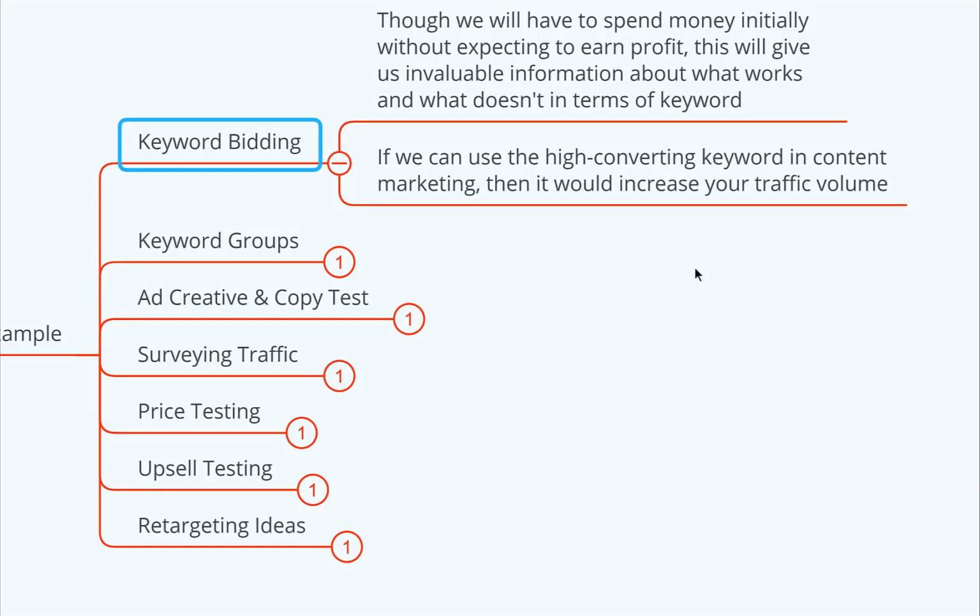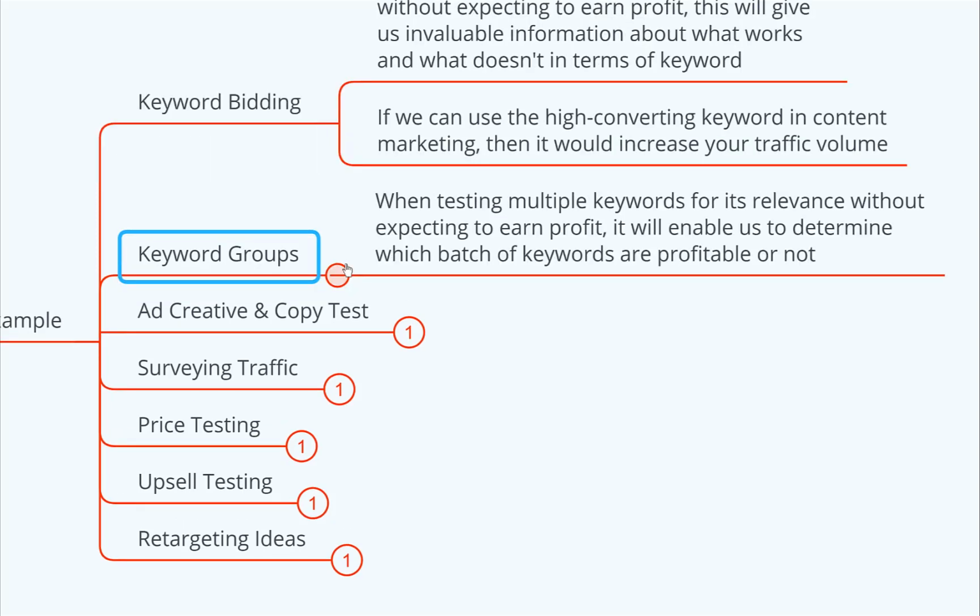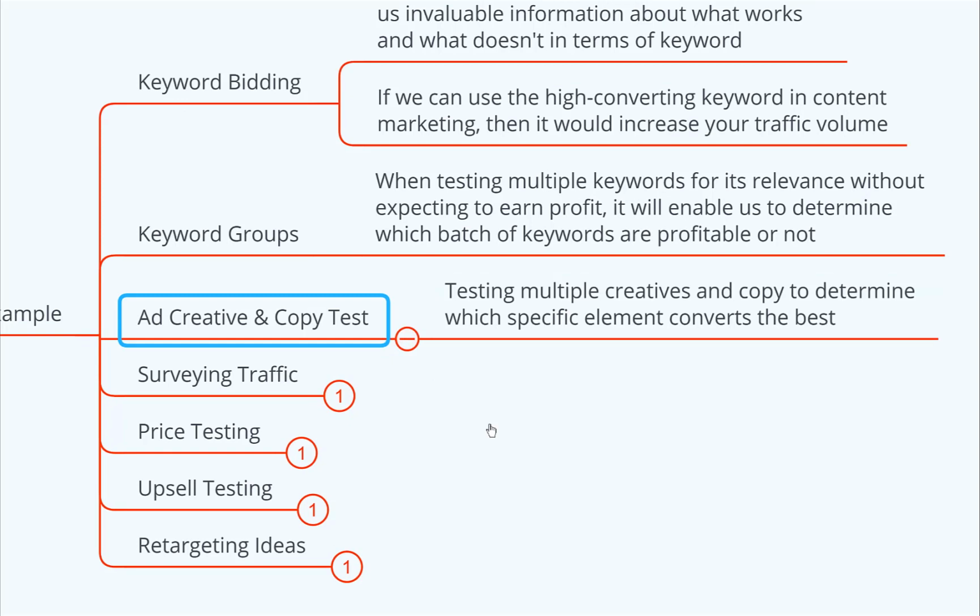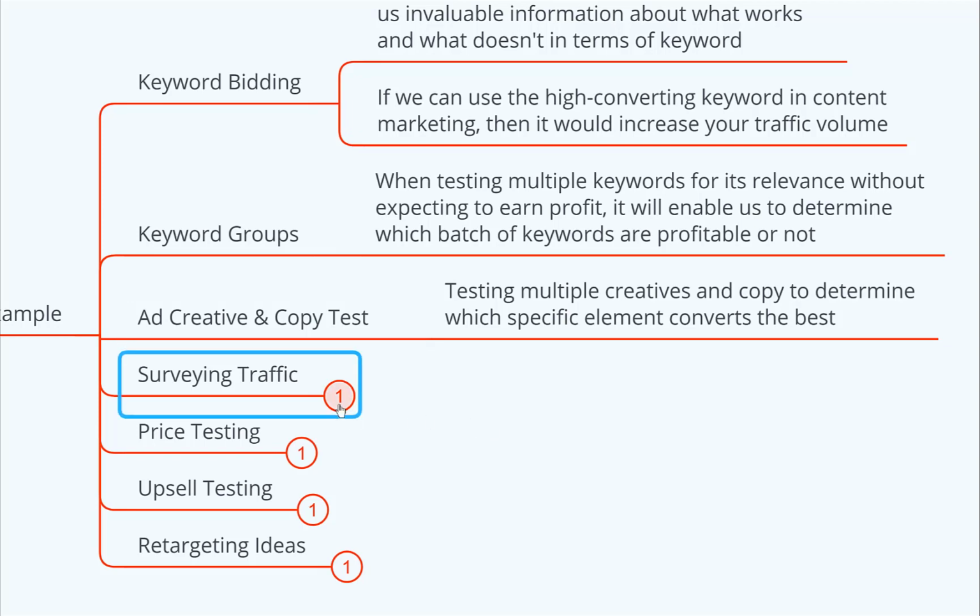If we can use the high converting keyword in content marketing, then it will increase our traffic volume. Keyword group. When testing multiple keywords for their relevance without expecting to earn profit, it will enable us to determine which batch of the keywords are profitable or not. Ad creative or copy tests. Testing multiple creatives and copy to determine which specific elements convert the best is crucial when it comes to writing your own ads.